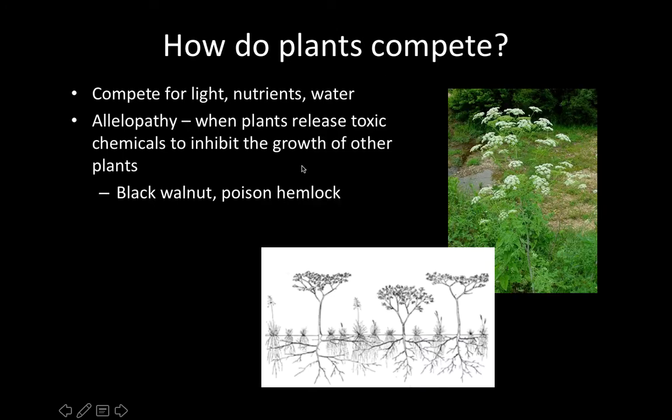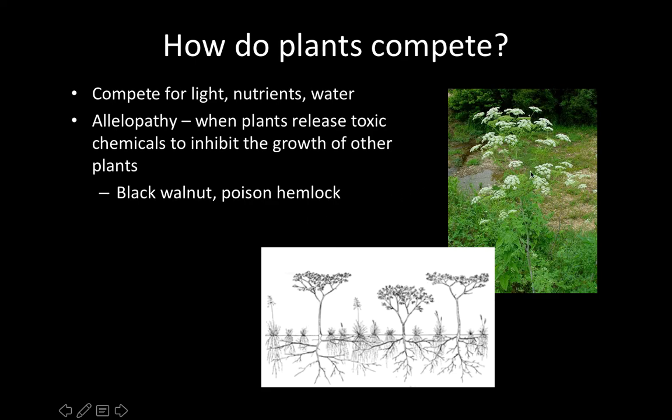Now plants, although we often think of animals competing, plants actually compete aggressively. They compete for light, for nutrients and water. We'll learn later in the year how they also work together and interact with other animals in their ecosystem. But for now we're just going to talk about their competition.